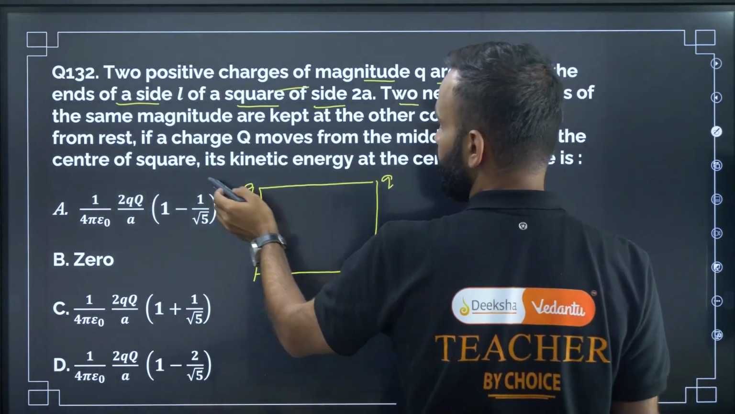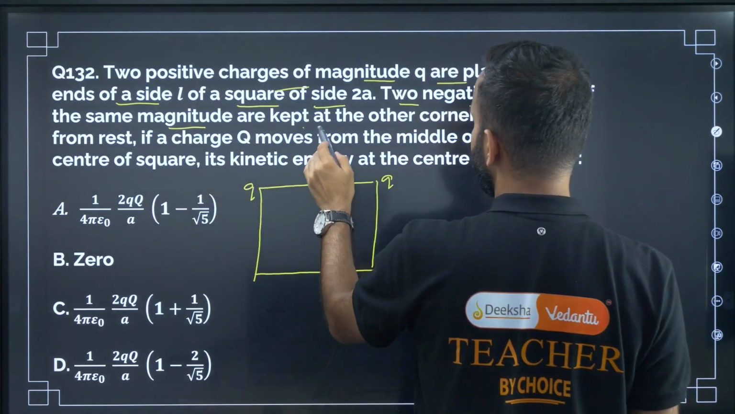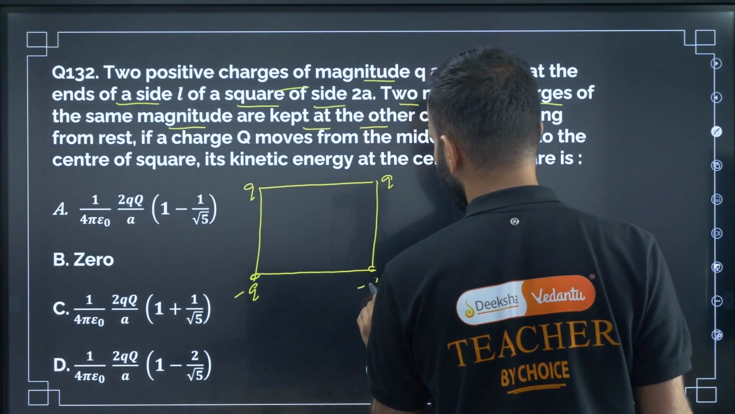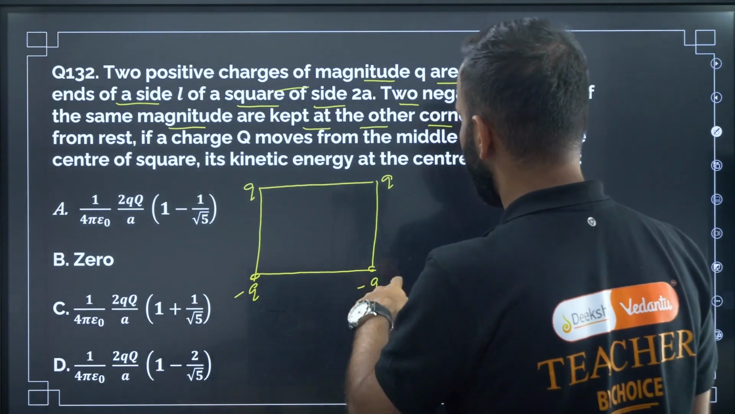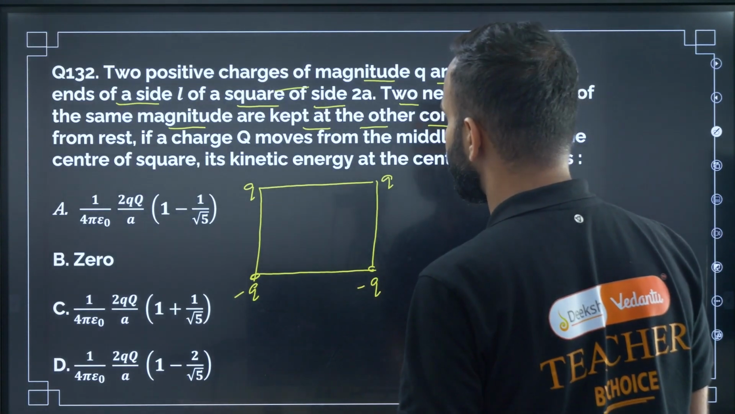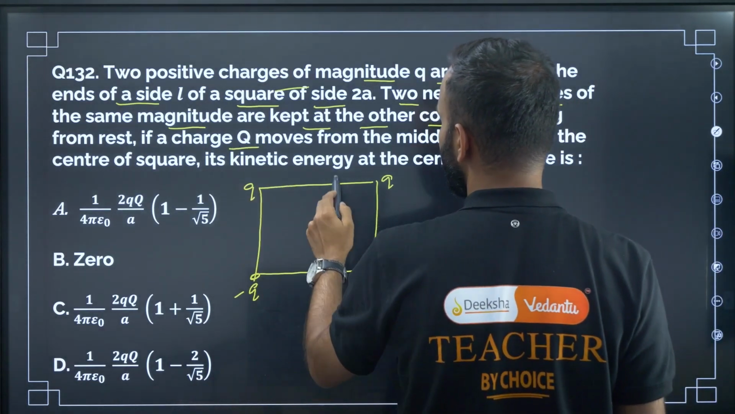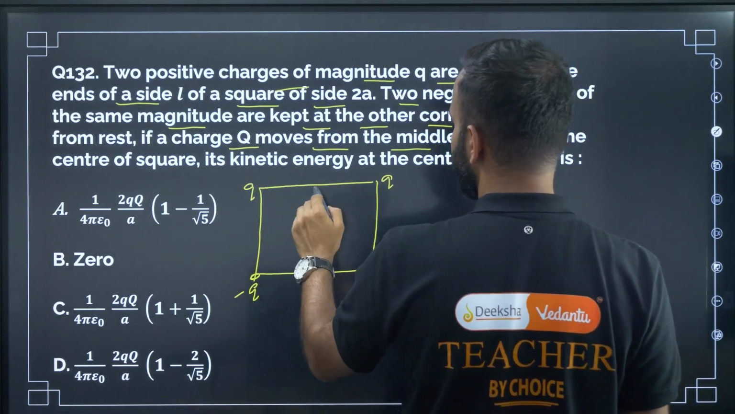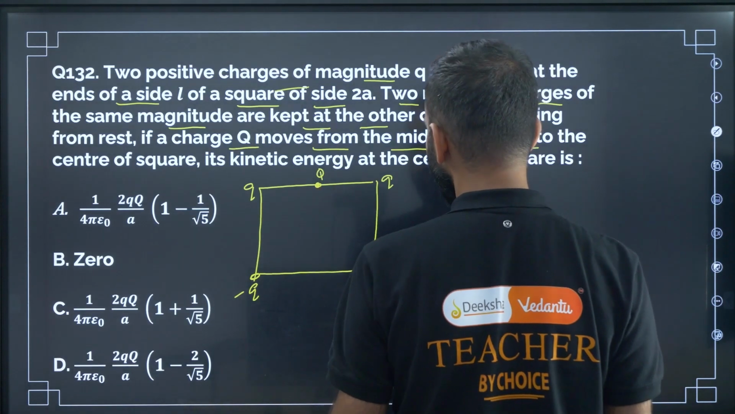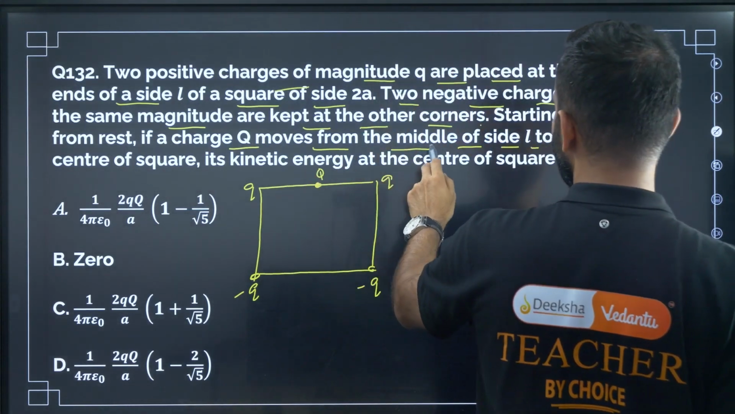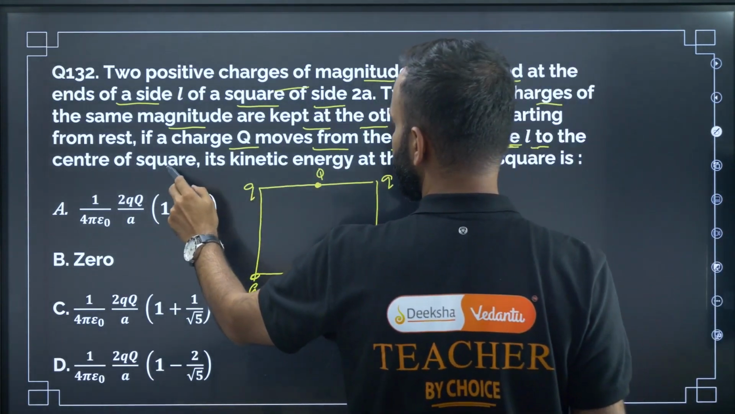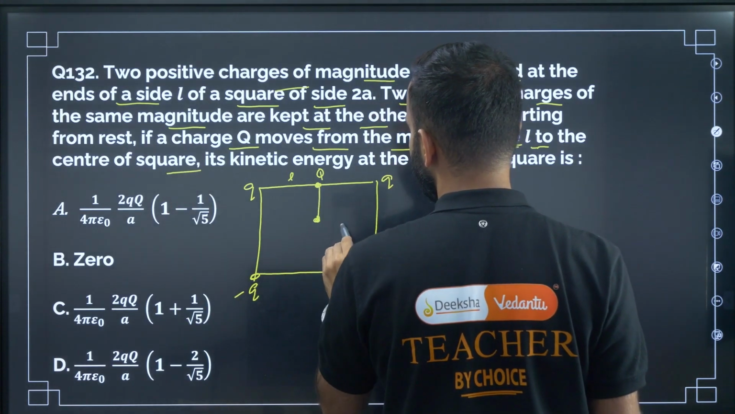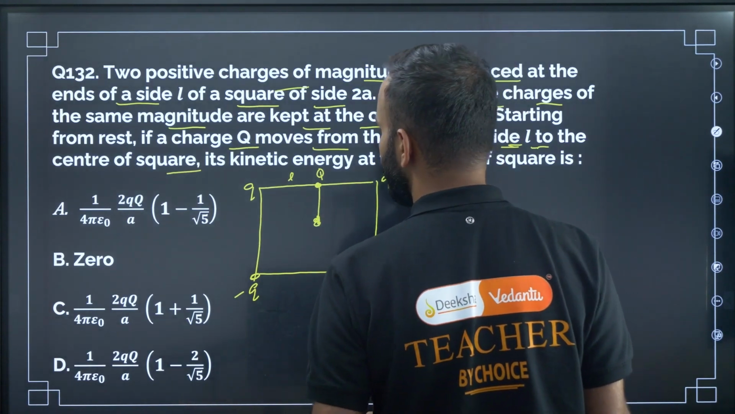Two negative charges of the same magnitude are kept at the other corners. Here negative Q and negative Q are placed at the other corners. Starting from rest, if a charge Q moves from the middle of side L to the center of the square, okay, center of the square.